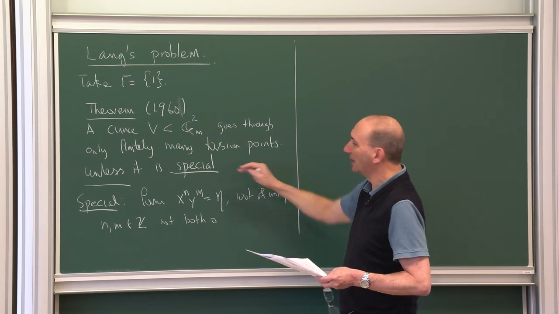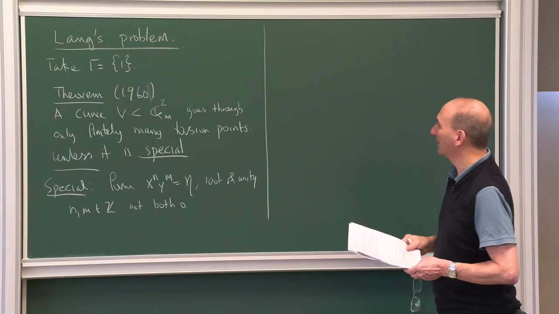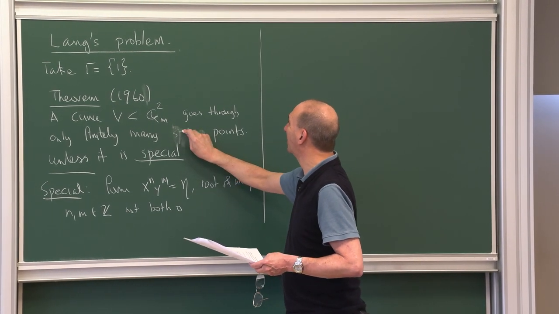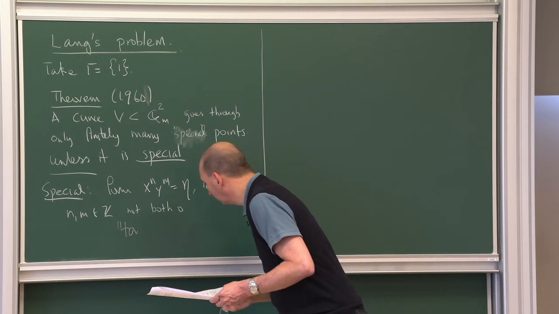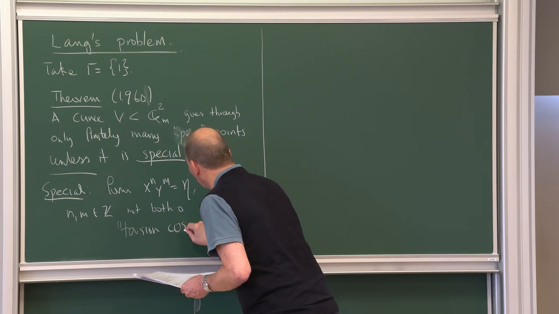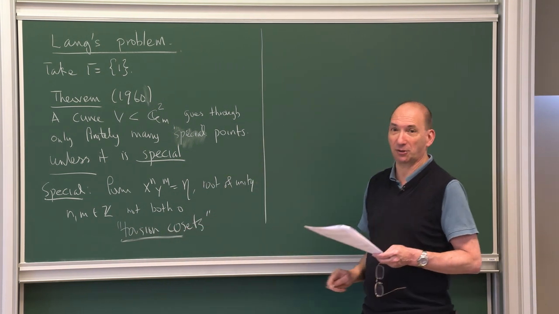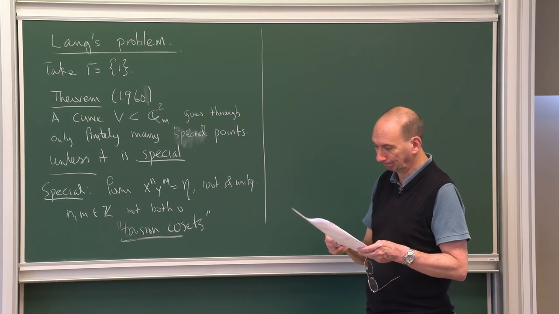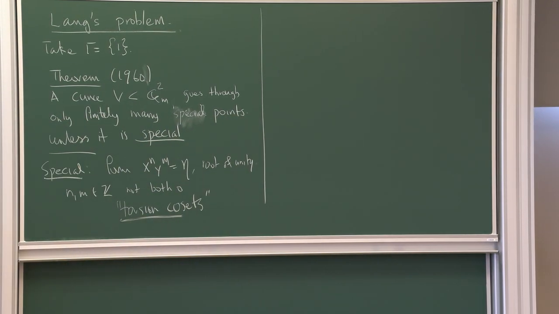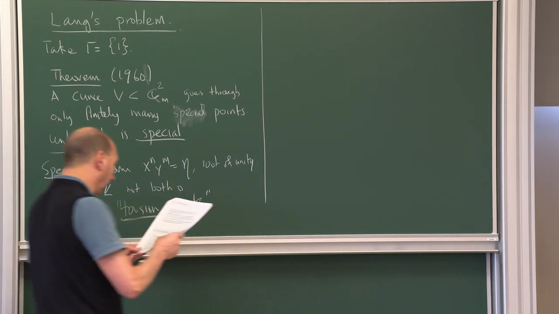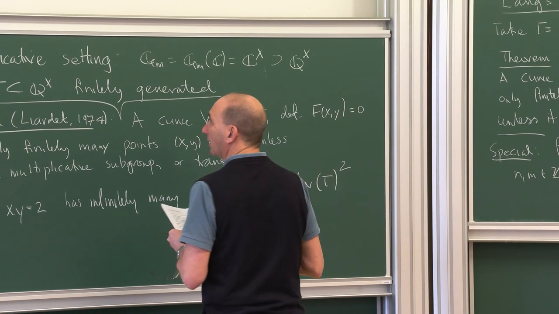But I should say that this word special is somehow backwards imported from the Andre-Oort kind of setting, so I'm kind of retrofitting the terminology. So we would call these torsion points the special points of this variety. And these things are also called torsion cosets, because they are cosets of irreducible subgroups by torsion points, and these are the special subvarieties in this variety. So this is a retrofit terminology to make this look more like the Andre-Oort and the Zilber-Pink conjectures. So this statement is the analog of Manin-Mumford in G_m squared.